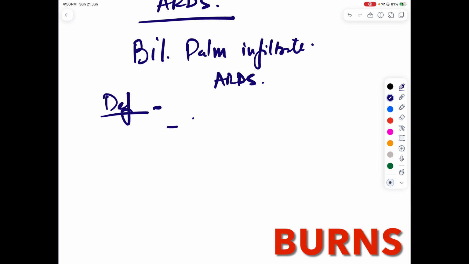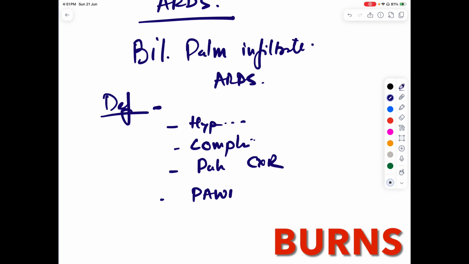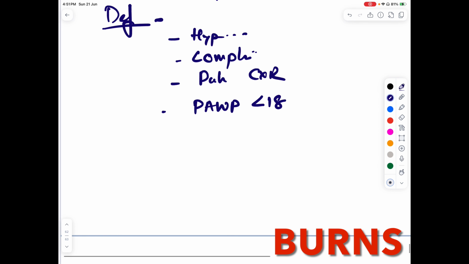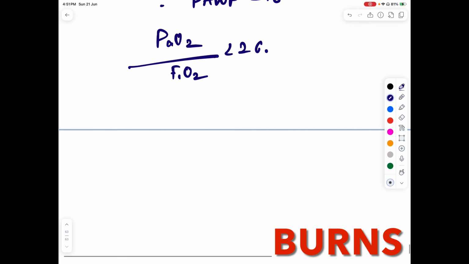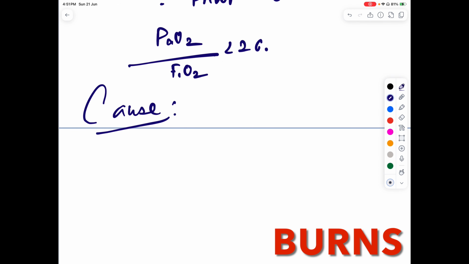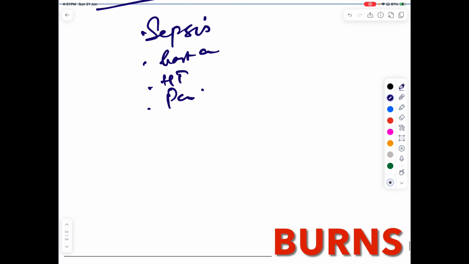So there can be hypoxia or hypoxemia. Lung compliance will go down. Pulmonary infiltrates on chest X-ray, non-cardiac. Pulmonary artery wedge pressure should be less than 18. The partial pressure of oxygen divided by FiO2 should be less than 26. So the causes of ARDS can be sepsis, infection, gastric aspiration, head injury, pancreatitis, burns, trauma, and all that.